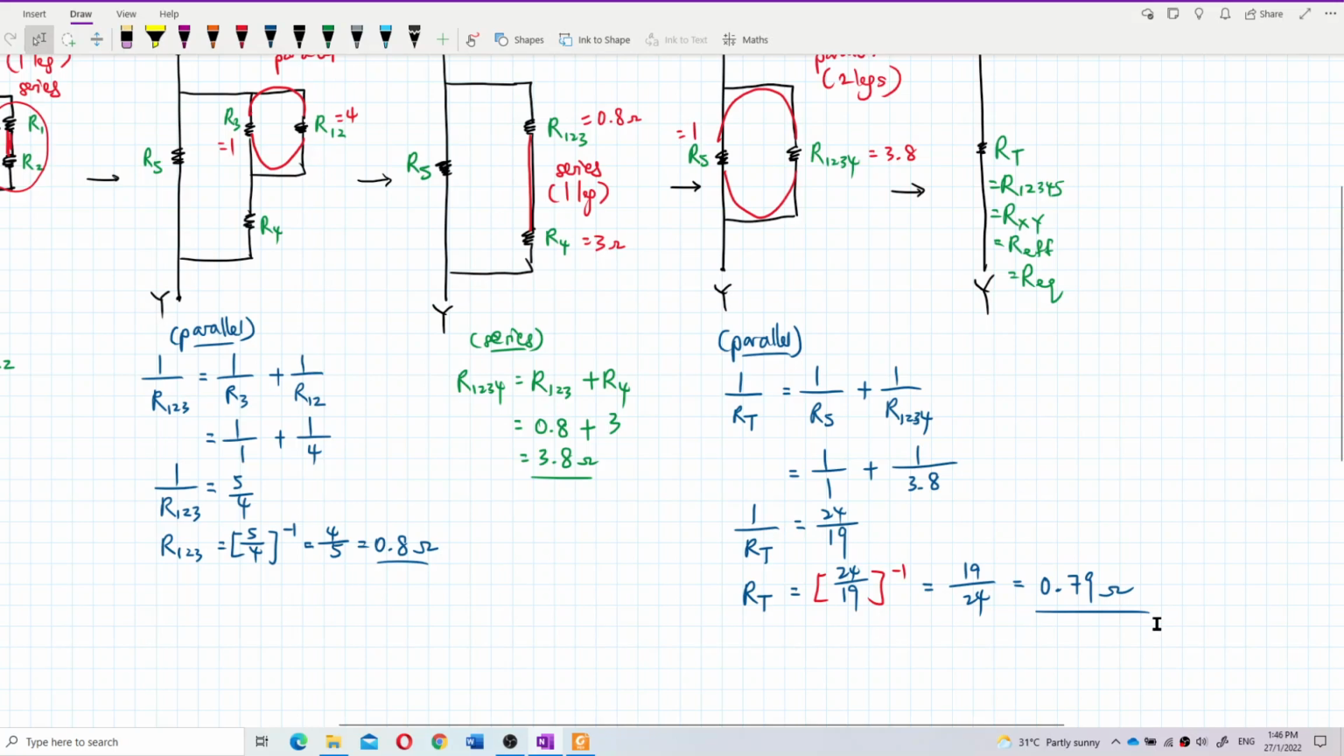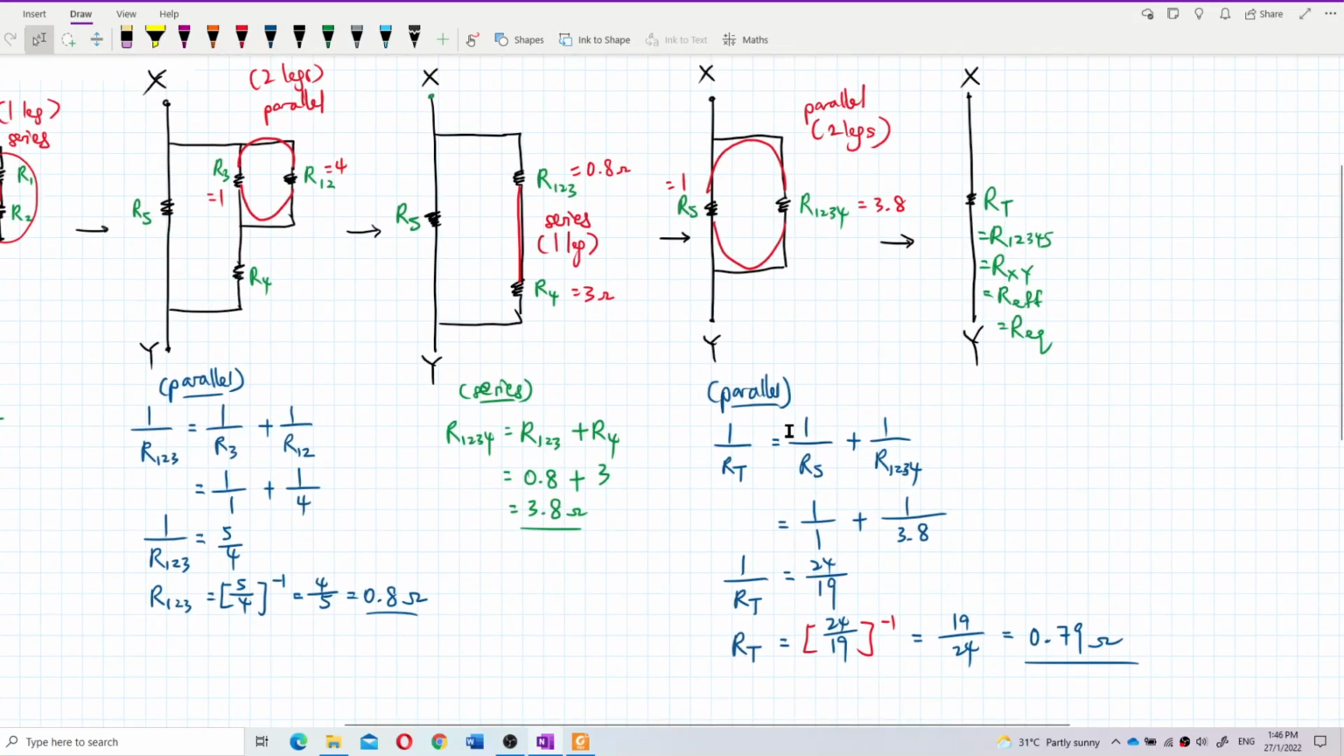That's the R total. A parallel resistor becomes a smaller resistor. 0.79 in fact is smaller than 1 ohm, smaller than 3.8. If you get a smaller value, it means your answer is correct. If you get a bigger value like 24 over 19, surely bigger than 1, so this is a wrong answer. You forget to invert. You must invert it and you get 0.79.